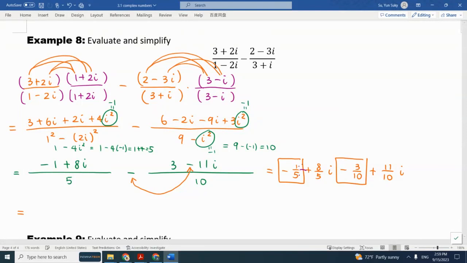You multiply by 2. Let's do it slowly here. So, to add or subtract fractions, make sure we have the common denominator. Okay?